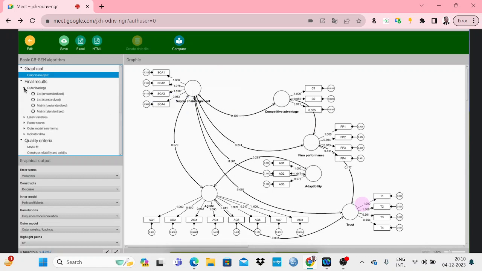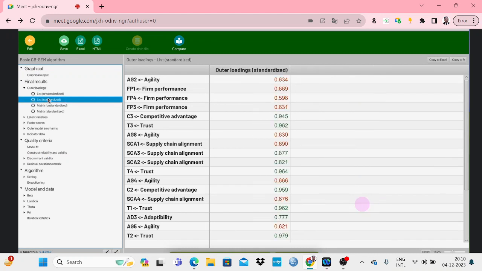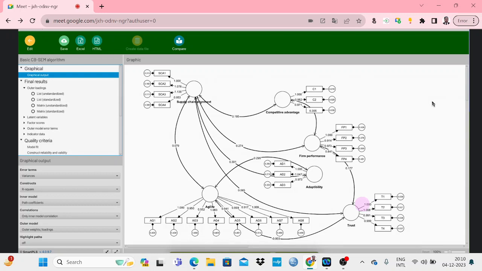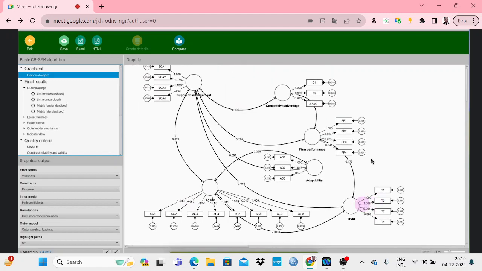So first of all, we will go to this outer loadings. Okay. So one question over here. Yeah. Can we go back to the diagram? Yeah, please. Sir, I just want to ask why we have connected all these together, and why competitive advantage is not connected to, like, agility or something?